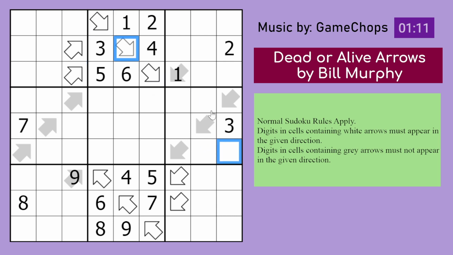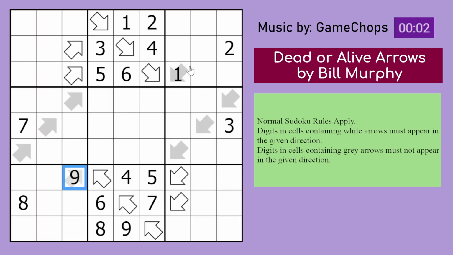itself. Digits containing gray arrows, so these arrows here, cannot appear in the given direction. So those digits, for example, can never contain a 1 in them, because a 1 is in a gray arrow here. Alright, and those are the rules. With that, let us begin solving.